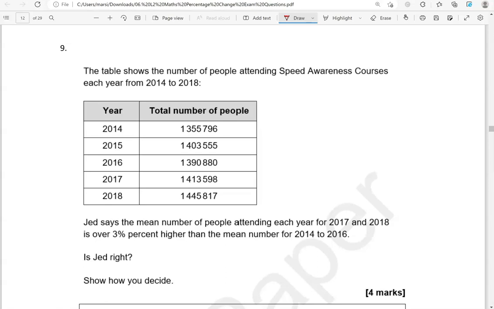So we're comparing 2017 and 2018, these two together, with 2014 to 2016, these three together. It's very important because this says total number of people, whereas in the question you've got the mean number of people attending each year for 2017 and 2018. So to work out the mean for these 2 years, we add them together and then divide by 2. We can't use a total. And for these 3 years, we add them together and divide by 3.